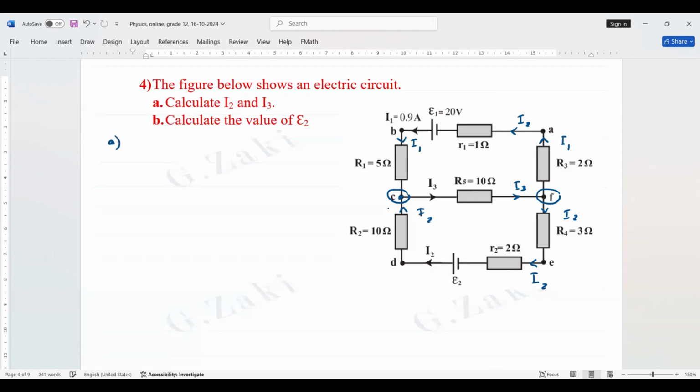Then in part A, we say at junction C, the sum of currents in equals the sum of currents out, as Kirchhoff's first law says. The current in is I1. The current in also is I2. The current out is I3. Then we write: the current in, I1 plus I2, equals I3.